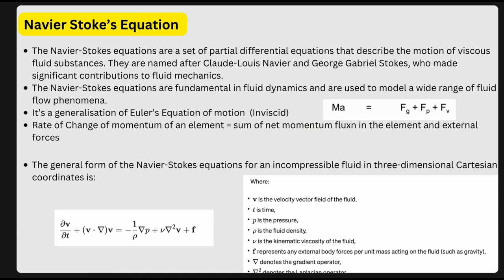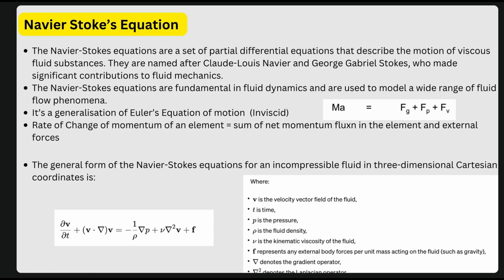The Navier-Stokes equations are a set of partial differential equations that describe the motion of viscous fluid substances. They are named after Claude-Louis Navier and George Gabriel Stokes, who made significant contributions to fluid mechanics. The Navier-Stokes equations are fundamental in fluid dynamics and are used to model a wide range of fluid flow phenomena. It is a generalization of Euler's equation of motion for inviscid flow. The equation is equal to Fg plus Fp plus Fv.